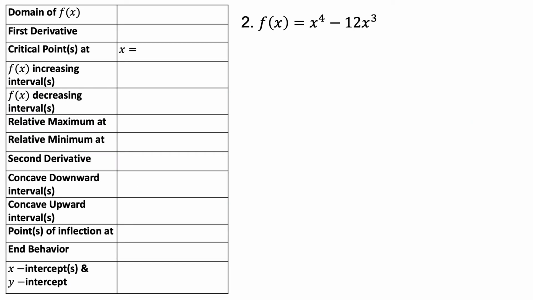Okay, we're going to do the same thing for this next example. So number 2, f of x equals x to the 4th minus 12x cubed. We're still looking at a polynomial function, which means our domain is still going to be from negative infinity to positive infinity. The end behavior, again, we look at our leading term. Our degree is even, and our leading coefficient, still that 1, is positive. So here we are even positive.